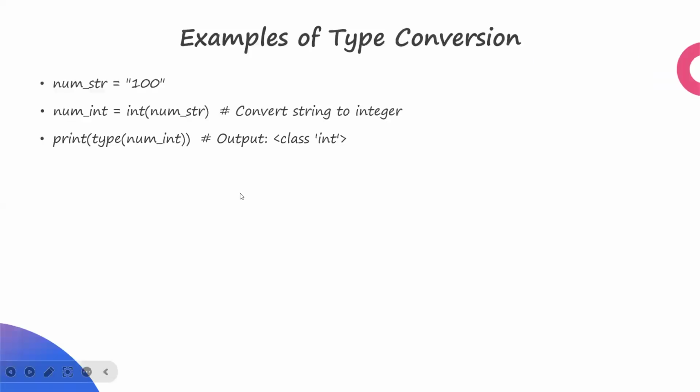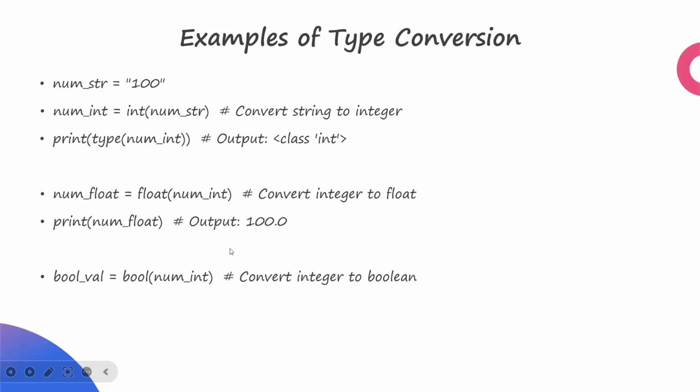So this is how you convert. You just get the data type, put in float like this or integer. And if you want to convert to a Boolean, you will just use bool to convert a number.